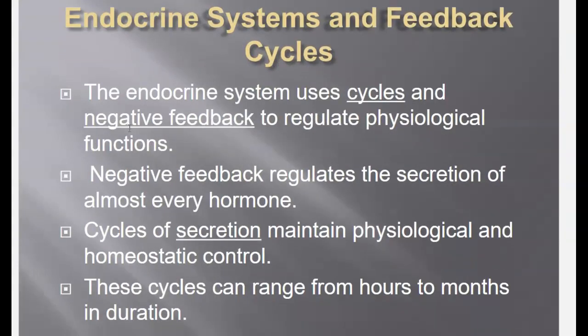So how it regulates itself is through a negative feedback system. And these negative feedback systems work on the secretion of almost every hormone, and it occurs in cycles. And these cycles help to maintain homeostatic control. And these cycles can be, you can read right there, from hours in a day to months in a year.